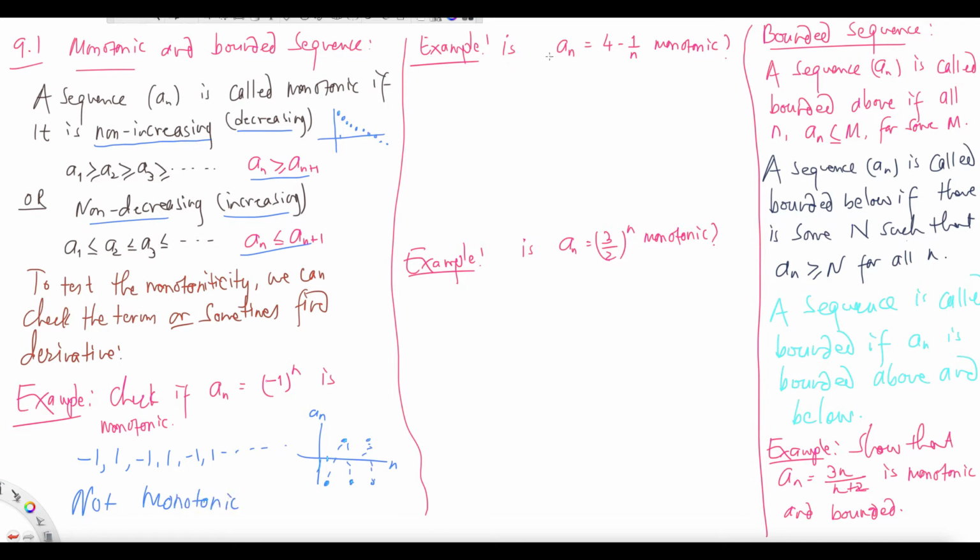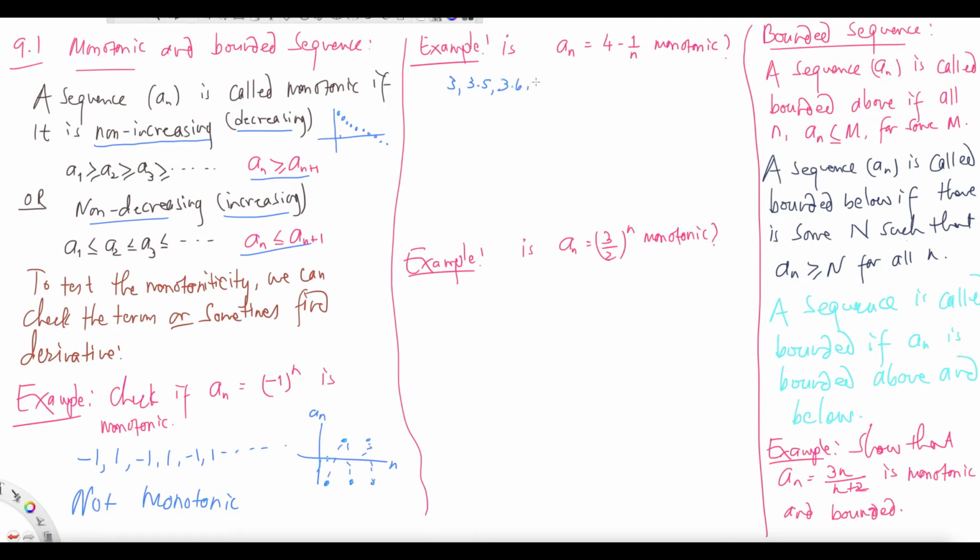Let us see another example. Is s of n equals 4 minus 1 over n monotonic? Is it increasing or decreasing? That's what it is asking, right? What is the first term? First term is n equals 1. It is 3, right? What is the second term? That is 4 minus 1/2, that is 3.5, right? And third term, let's plug in 3 for n. 4 minus 1/3 is how much? So 11/3, that is 3.6 or something, right?